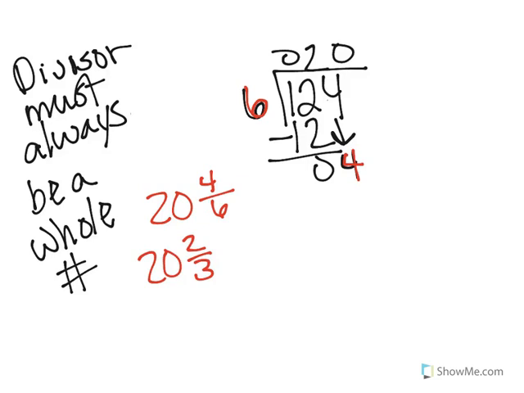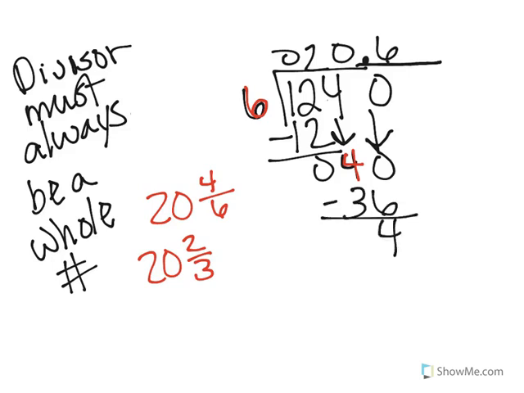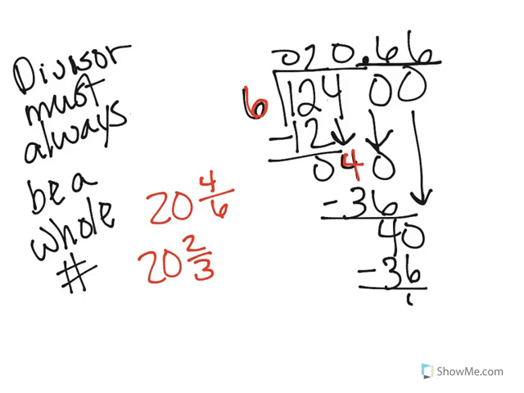But if I wanted my quotient, my answer, in decimal form, I can add a decimal here and a 0. Bring it down. 6 will go into 40 6 times. Add another 0. As you can see, we have a pattern here. I'm going to keep getting the 4, and it's going to keep on going forever.